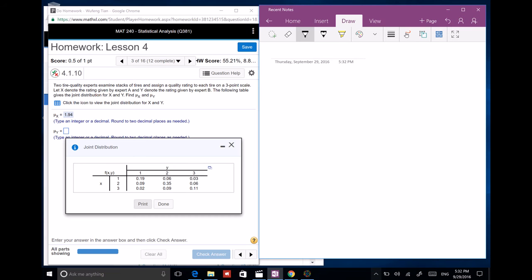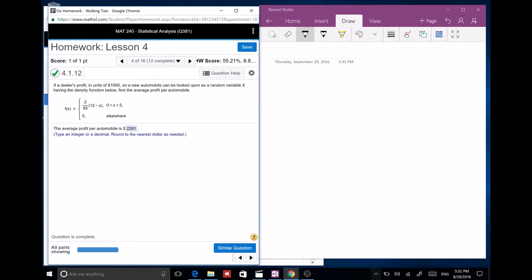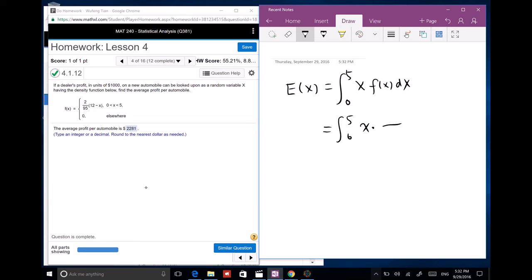Okay, let's continue. Question 4. So the average is the expected value of x according to the formula. So it's the integral of x f(x) dx. Okay, x is from 0 to 5. The probability function f(x) is given. So 2 over 95 times (12 minus x) dx.